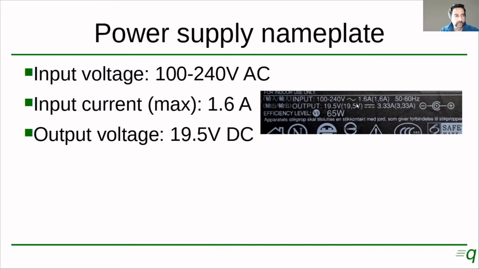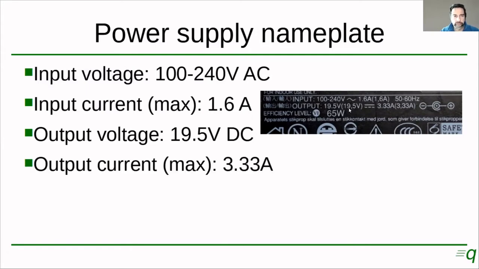So this converts from 120 volts, for instance, in the input to 19.5 in the output DC. It also shows the maximum current that you can ask this power supply to supply, which is 3.33 amps, right? If you try to pull more than 3.33 amps, there are two things that could happen. The power supply may overheat and become damaged, or it's going to shut down. It's going to have some kind of current protection that's going to shut down.